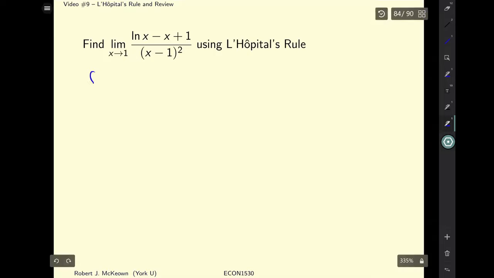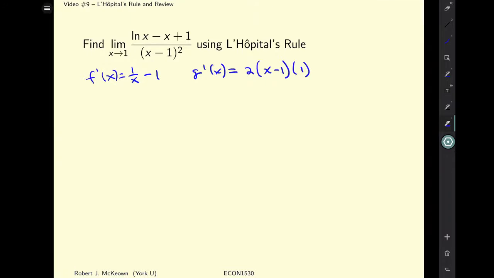All right, I'm going to start with the numerator, and I'll denote its derivative as f prime x. I get 1 over x, right, the derivative of log x is 1 over x, minus 1. What about g prime of x, the denominator? Well, I've got to apply the chain rule, but the derivative of the interior is just equal to 1. Now I'm going to take 1 over x minus 1, divide this whole thing by 2x minus 2.